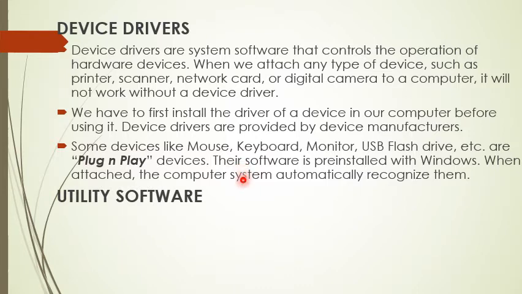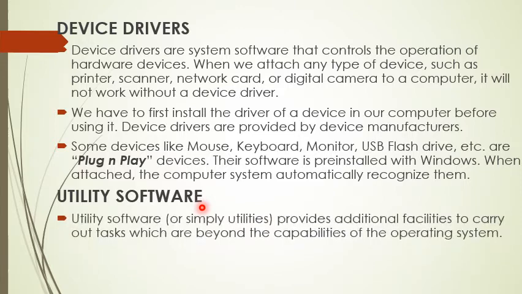Another one is utility software. Utility software is simply an additional facility given with the operating system, beyond the capability of the operating system. Maybe you think, sir, Windows has all the things. What are these things? Antivirus is not part of the operating system.